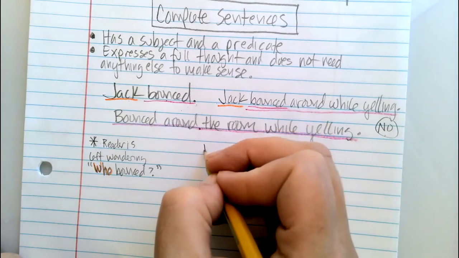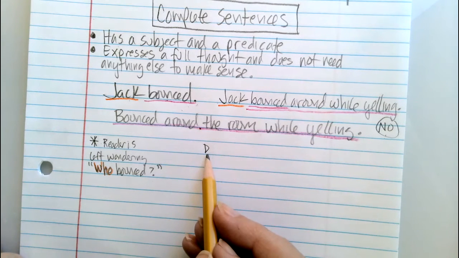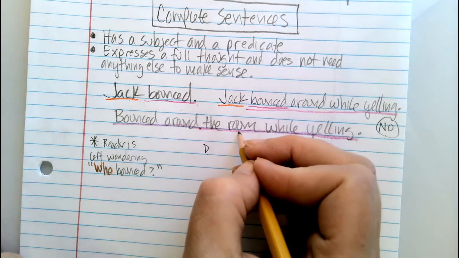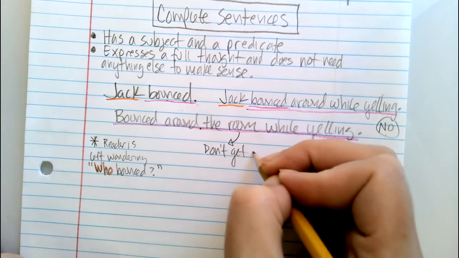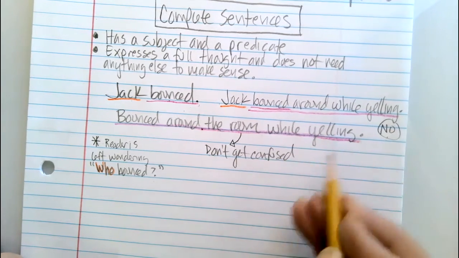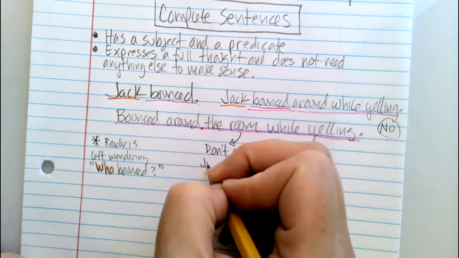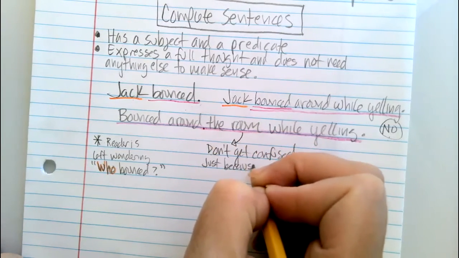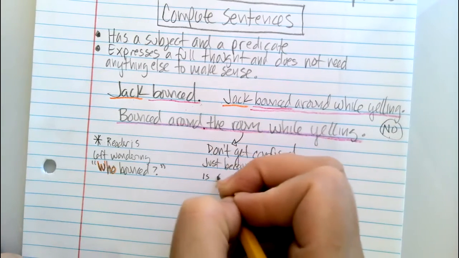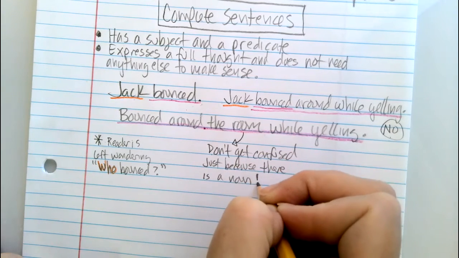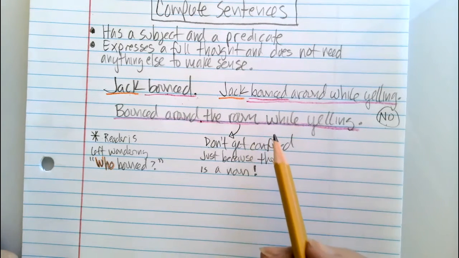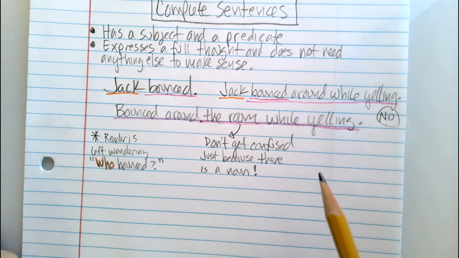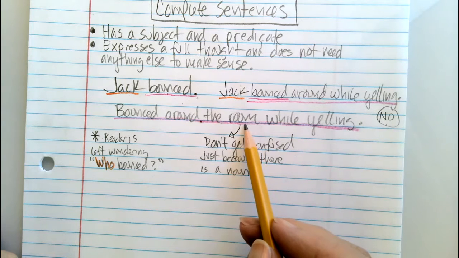I want you to come over here really quick, and I want you to write, don't get confused just because there is a noun. We're writing about this right here. Okay, after confused, come down again. All right, so, I mean, it might seem silly to you that I have to say that, but I do because it's common. Students will say, well, yes, it's a complete sentence because there's a subject.